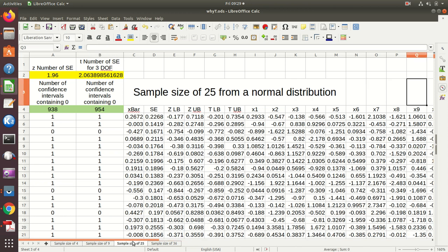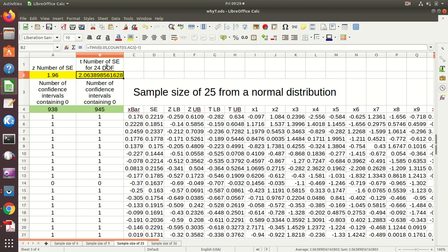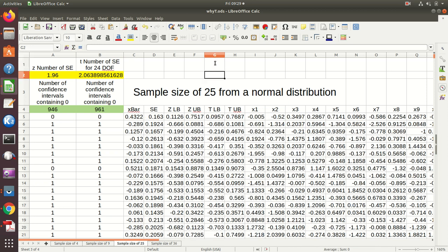And now if we go to a sample size of 25, and again, I forgot to change that, so this is degrees of freedom of 24. And when we have degrees of freedom of 24, a minute ago we had, what, 954. Now I just changed it and it's 945. But see, we're right around the 950 mark, and I can recalculate this thing. So I recalculate. Wow, there it was clear up to 961, and this one looks pretty good.